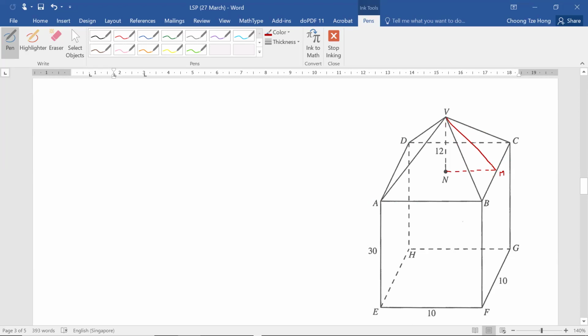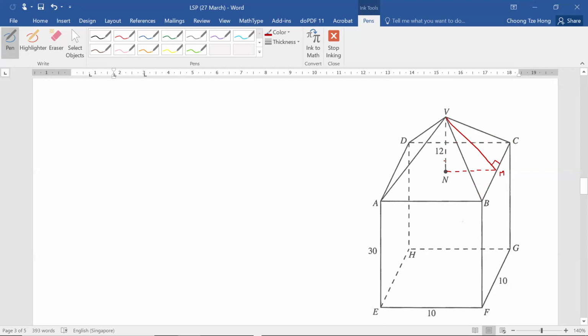VM will be perpendicular to this side BC of the triangle. So now we are looking at triangle VBC, and VM will be perpendicular to that. Then once we have VM, we can use half times BC times VM to find the area of one triangle. Then we can multiply by 4. So now our objective is to find VM.